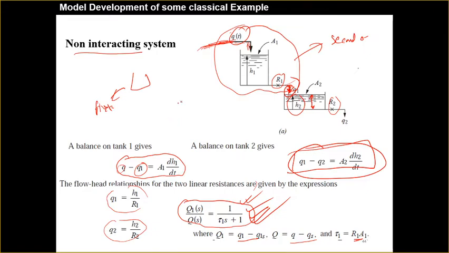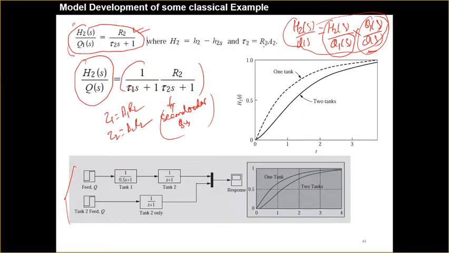Now there are two possibilities. The first possibility: I am taking only the second tank, where H2, Q2 and R2 are the case, and Q1 is flowing in from here like this. That is one case, the other case is the double tank and the single tank. Now we want to compare the response.